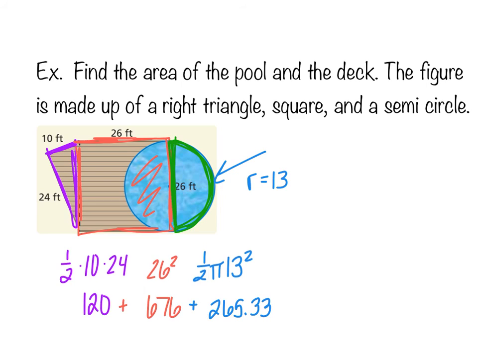So that gives me a final answer. If I add all these up, 676, add 120 onto that, and 265.33, that gives me 1,061.33 feet squared. And I like this homework because it just takes the shapes I already know, and it's not really anything new. We just take the area of all of them and combine them together by adding. So if you have any questions, let me know.